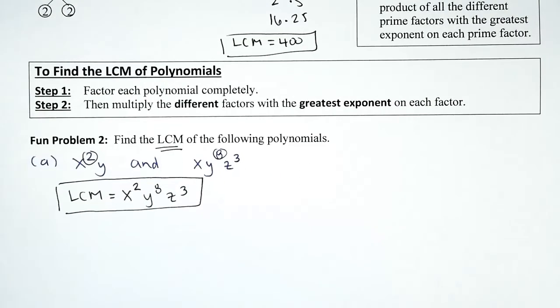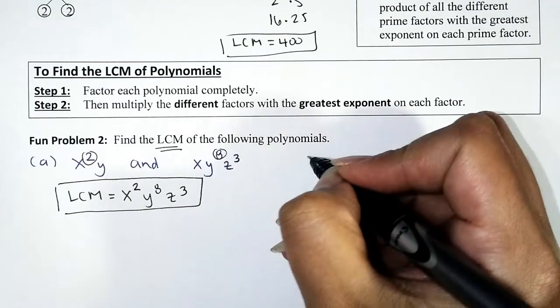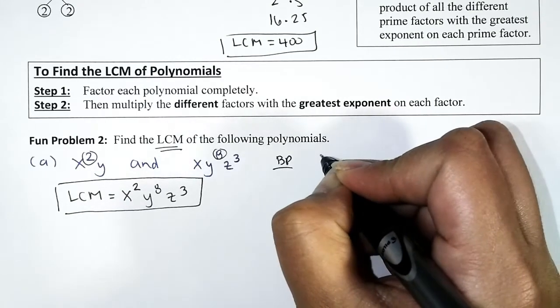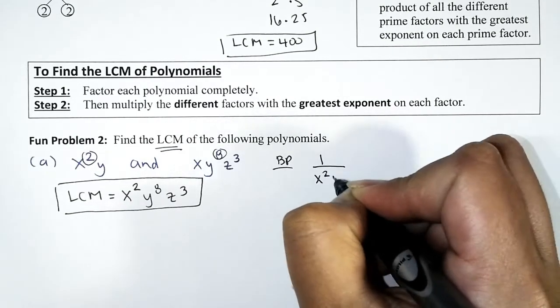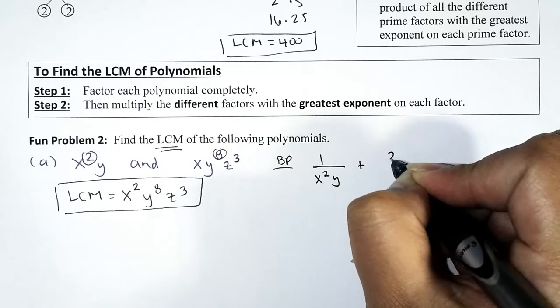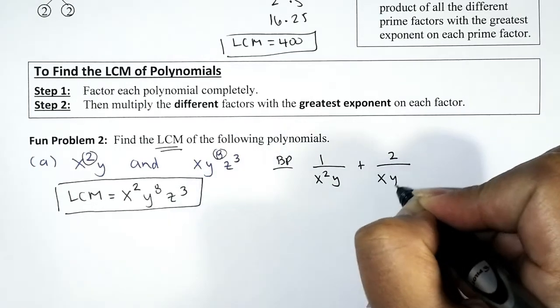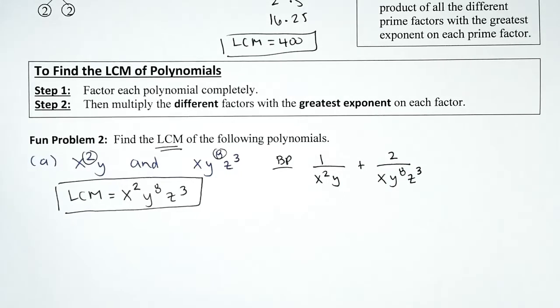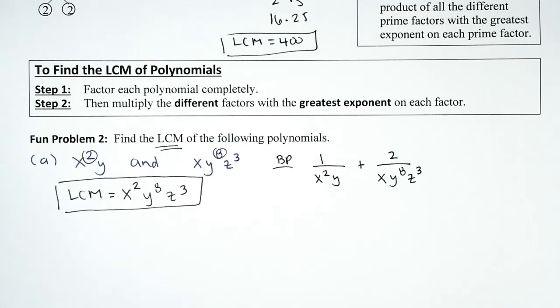Cool. So I'm gonna do like a bonus problem. Let me just put BP. Okay, so if we had 1 over x squared y plus 2 over x y to the 8th z cubed, this is gonna be the only one that's gonna have a bonus problem. And we're asked to add.